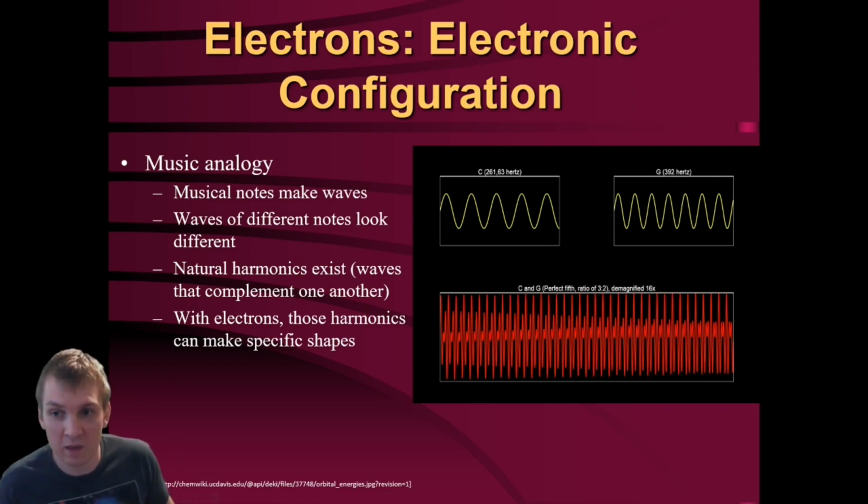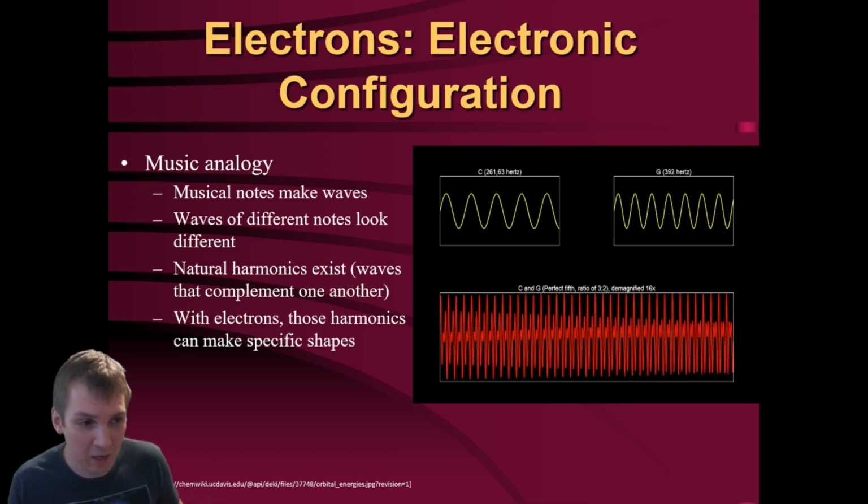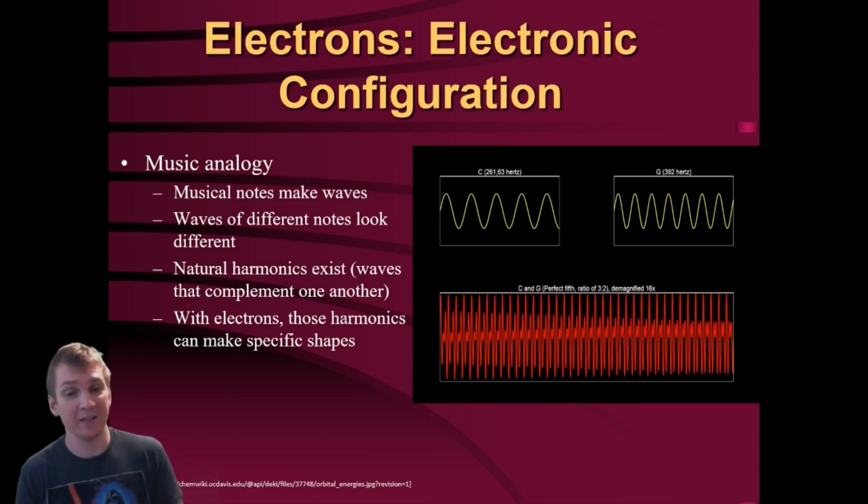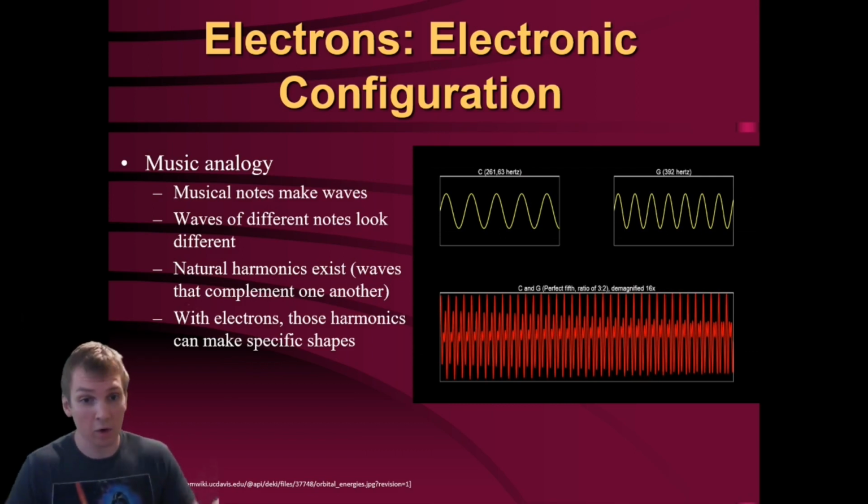So if I have a C and a G at the same time, that's creating this picture down here where you have both waves being played simultaneously. So remember, each electron is making its own wave. So when you have an atom that has like 90 or 100 electrons and they're all making that wave, they're making a very distinct shape.